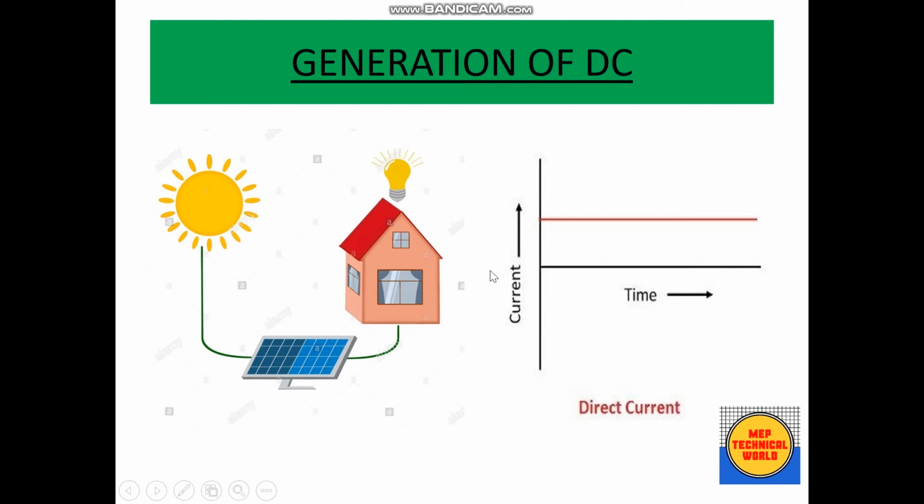Here is the waveform of DC. Now we can see in this graph the magnitude of current along with time. It travels as a straight line, so it means it doesn't change direction. So we can say the frequency of DC is 0, which means it doesn't change direction.